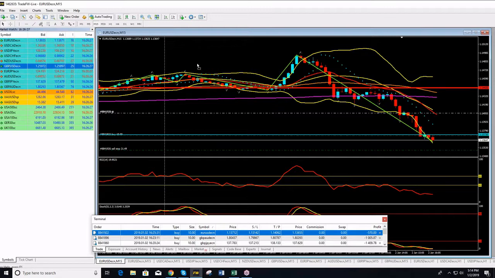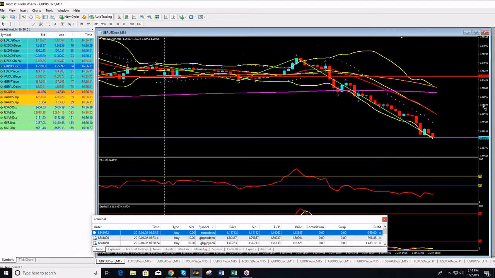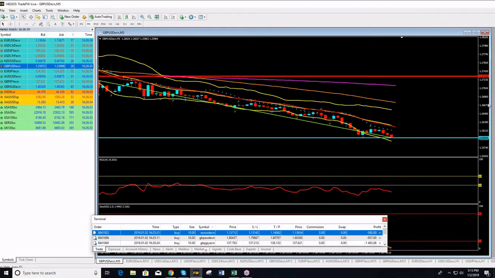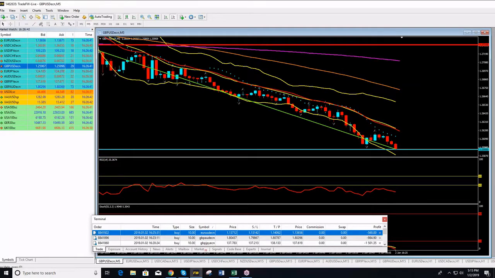Now, let me see pound dollar. It's at a crucial support level now, guys. Let me see if I will short it. It seems that is regaining, strengthening momentum. Okay, guys. I'm shorting pound dollar. So pound dollar, short.